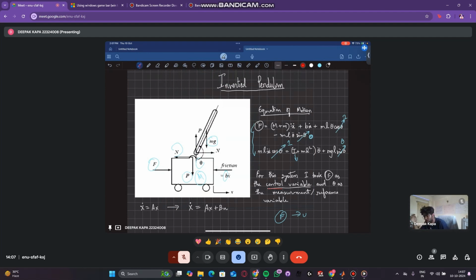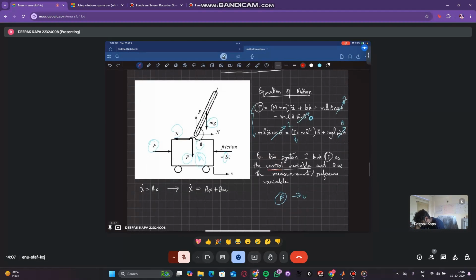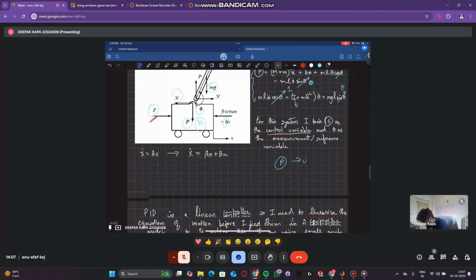Now I'm going to explain the model of the inverted pendulum on MATLAB. These are the equations of motion that I've used. I derived these using the free body diagram shown here. F is my controlled input, so I get to push the cart however I want. N and P are the normal forces, theta is the vertical angle of the pendulum, mg is the weight of the pendulum, I is the inertia of the pendulum, and B is the coefficient of friction of the ground.